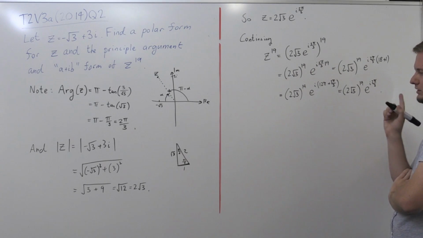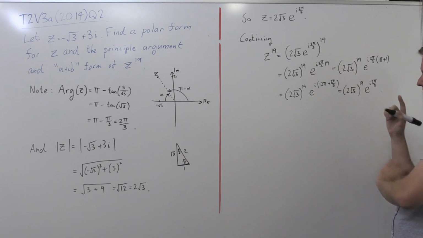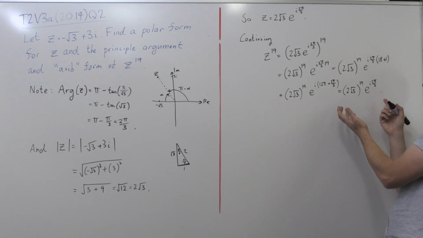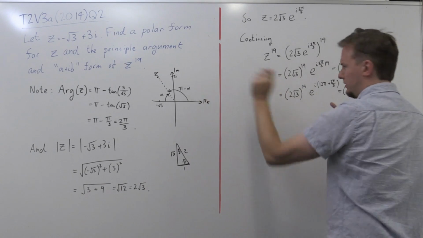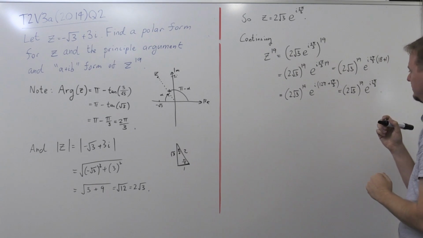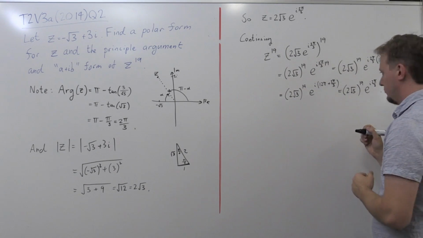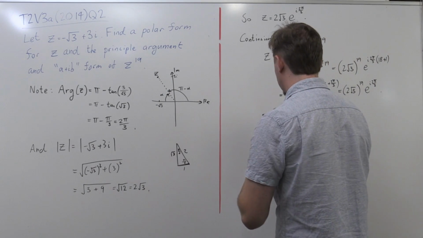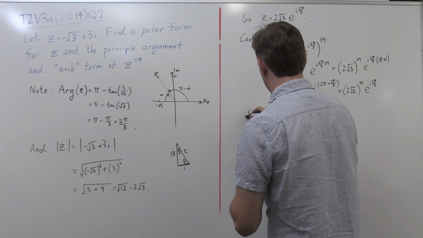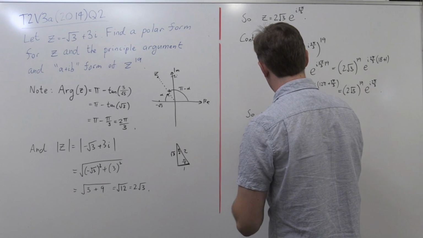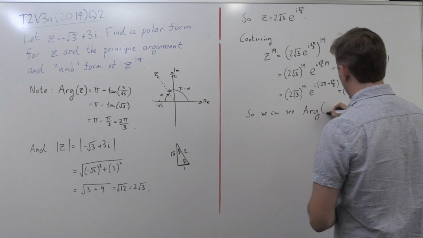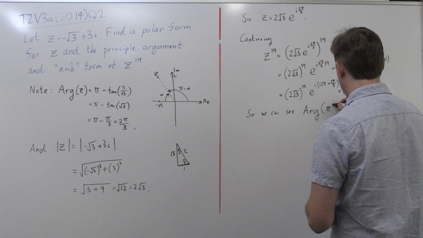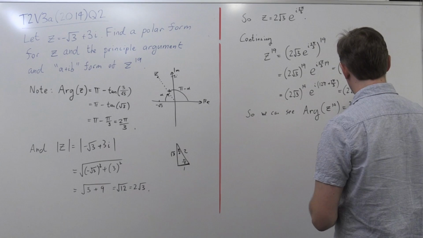So I might, just at this point, remark what I can see straight away looking at this, what the principal value argument is. It's actually just this number here. This is between pi and minus pi. In fact, it's at the exact same angle that the original number was. That's quite nice. So I might just state that before I move on. So you can see that the principal value argument, capital A, of z to the 19 is actually just 2 pi over 3.